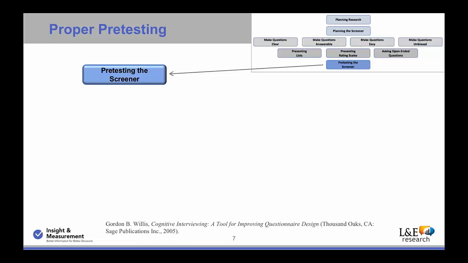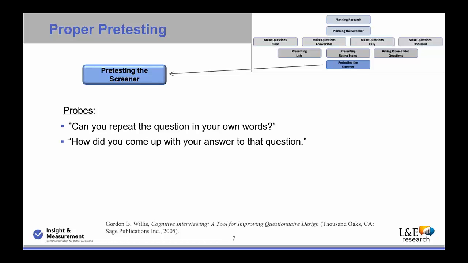So the types of probes that you might use is you might say to the person, turn away from the computer. Can you repeat what the question is in your own words? How did you come up with that answer to that question? And that's called a recall probe. Looks very familiar, right? It's very similar to qualitative work because real pre-testing is qualitative in nature. What does the term priority choice mean to you? And you'll see that come up a little bit later.